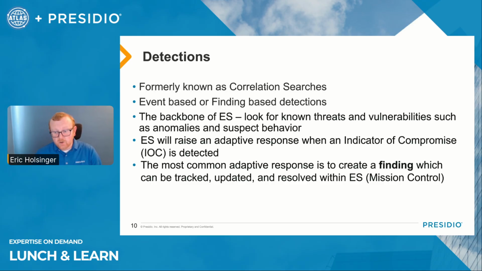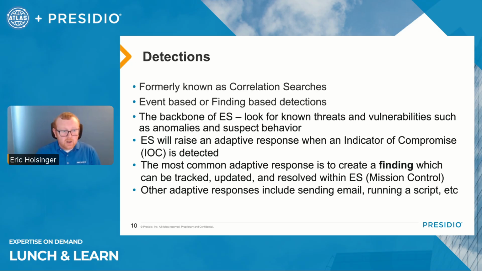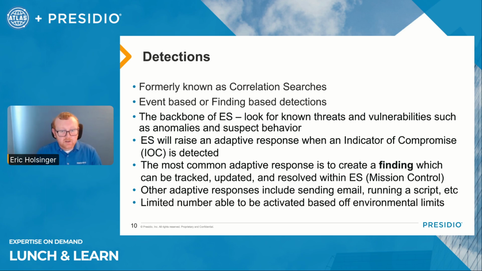So that panel where we could start an investigation, we could look at what was happening on that event, we can figure out what we need to do to figure if that is a real security threat, it's a false positive, and we can kind of work from there. Other adaptive responses, other than creating a finding, include sending an email, running a script, a number of different things that we'll be able to see.